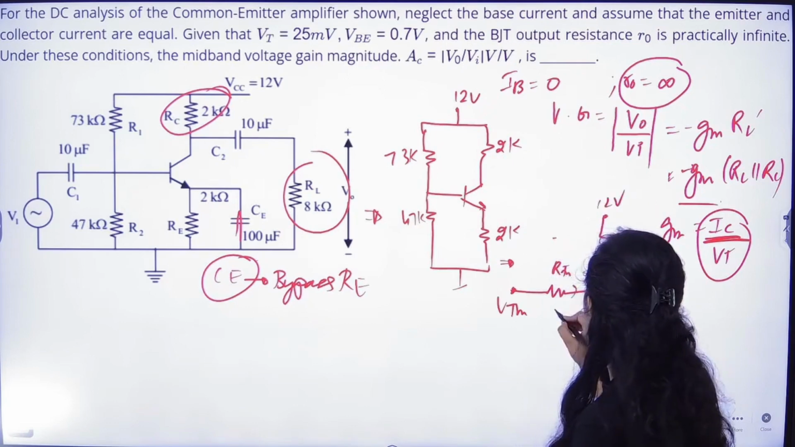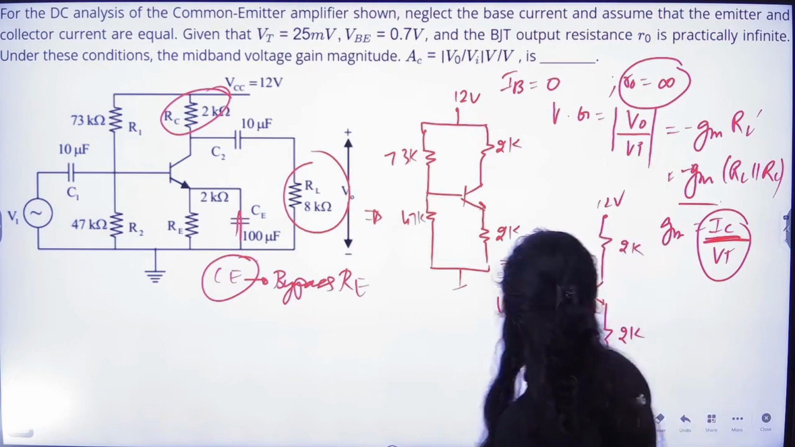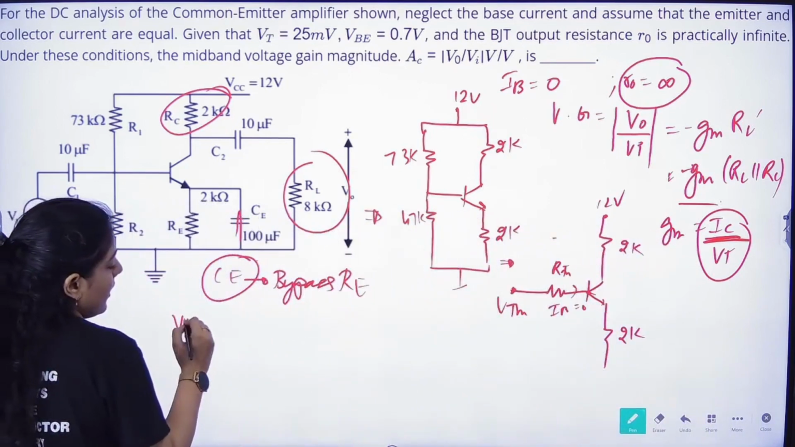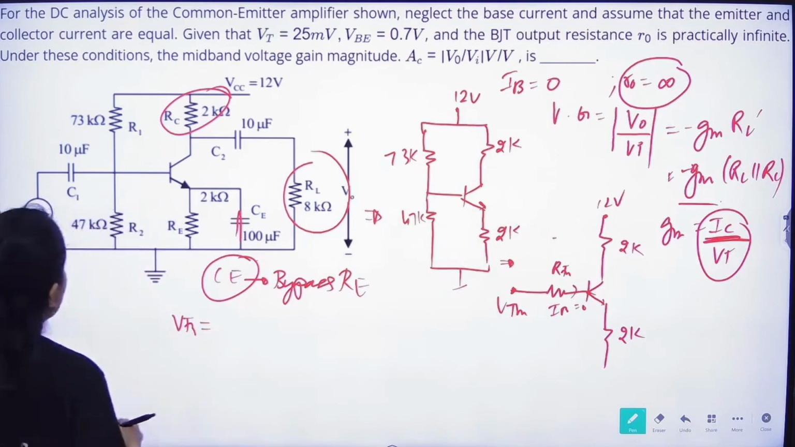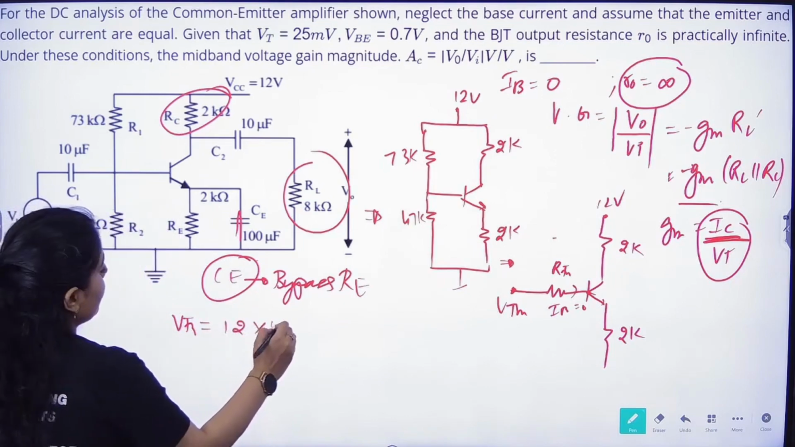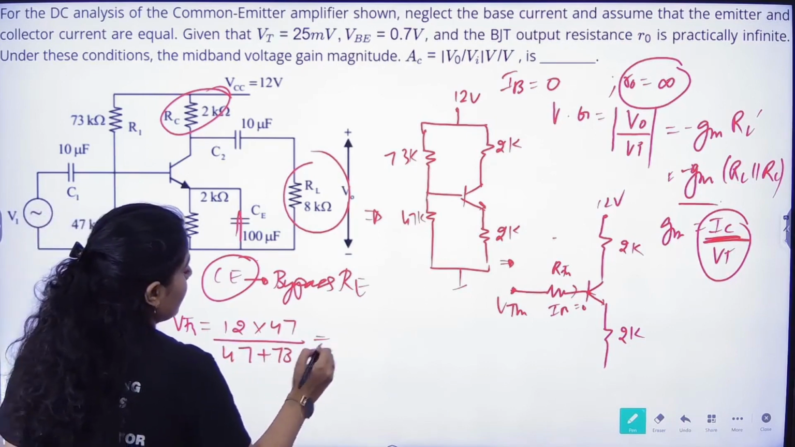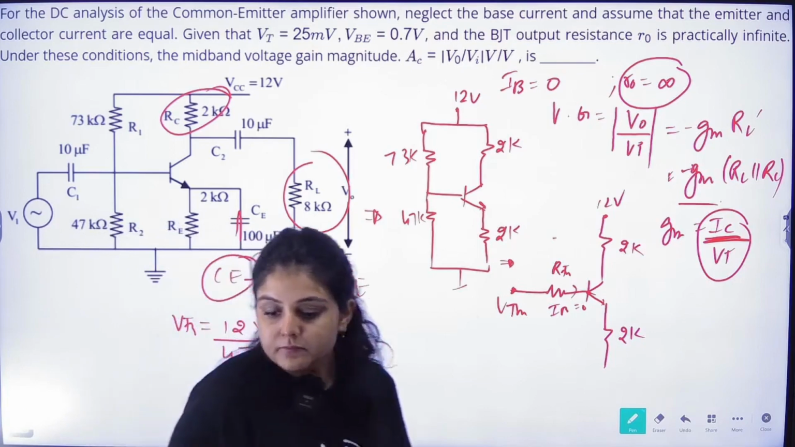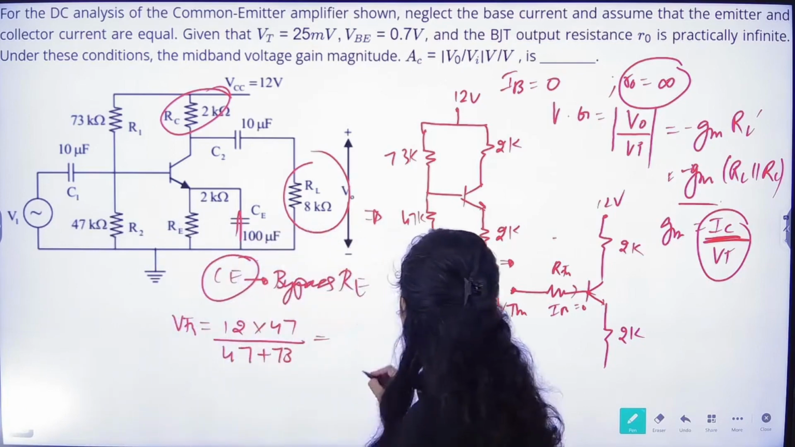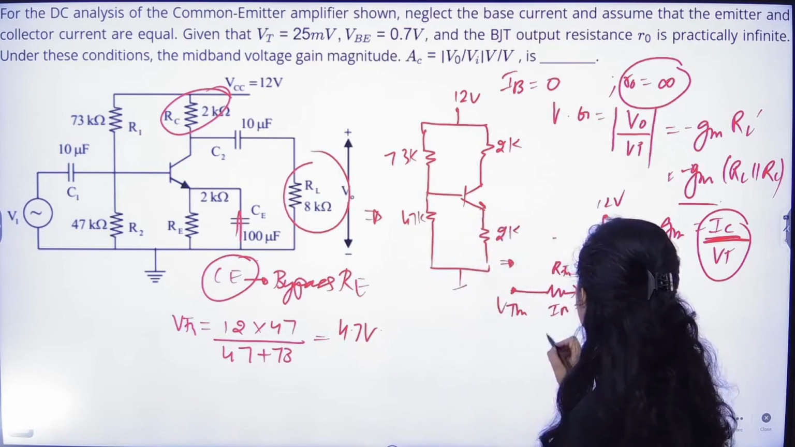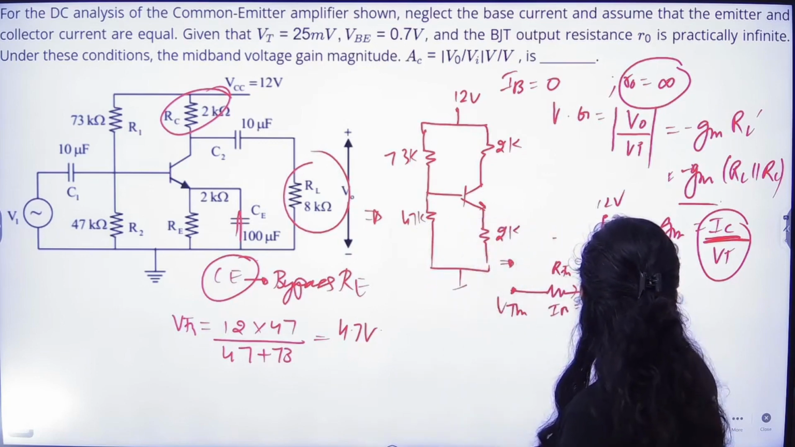So this is 2K, this is 2K, this is VTH, this is RTH, 12 volts. So IB again is 0, so there's no need to calculate the RTH value. VTH we can calculate by the voltage divider rule: 12 into 47 divided by 47 plus 73. If we calculate it, the value of VTH will come out to be 4.7 volts.